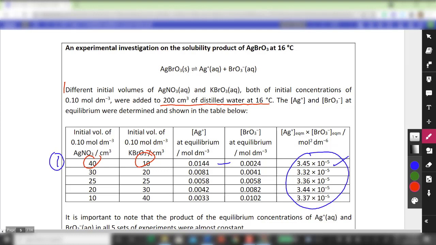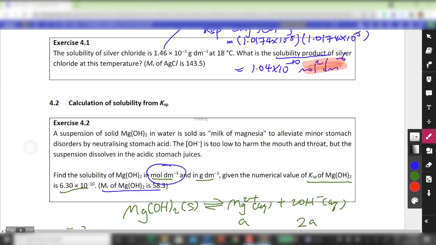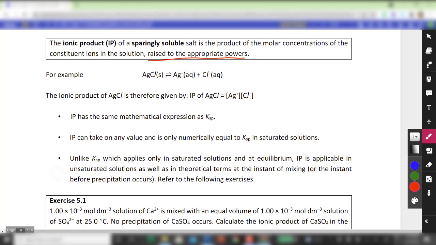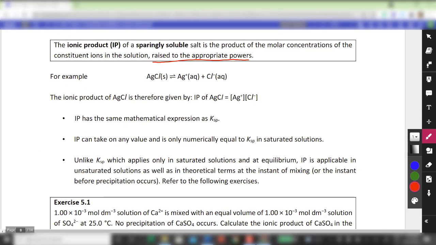Okay, so basically you can multiply them together in the same fashion, except that the concentration of silver plus aqueous and the concentration of bromide are not at equilibrium. They are just the initial concentrations. Yeah, so you need to understand the concept of ionic products. So the ionic product of silver chloride is basically given by the same expression.